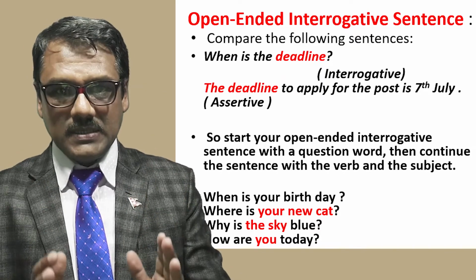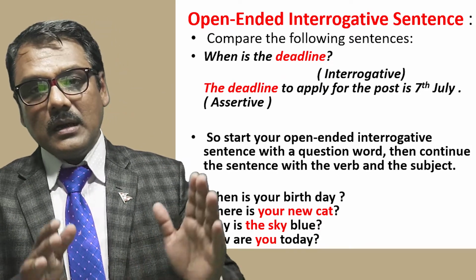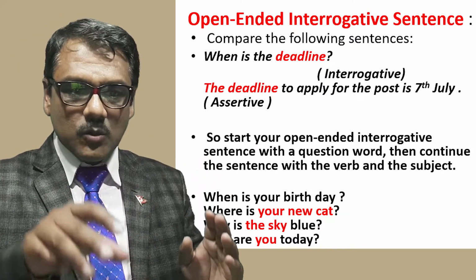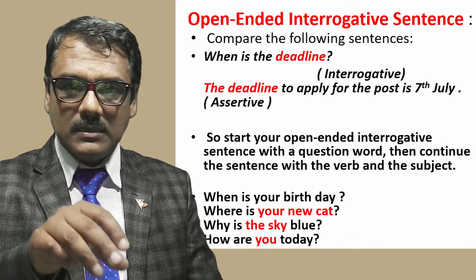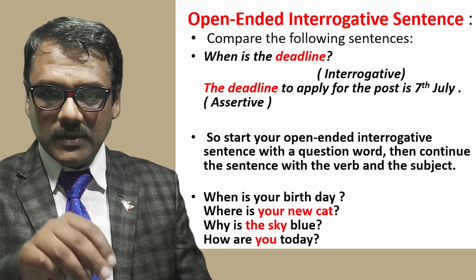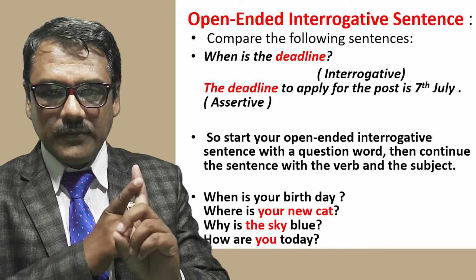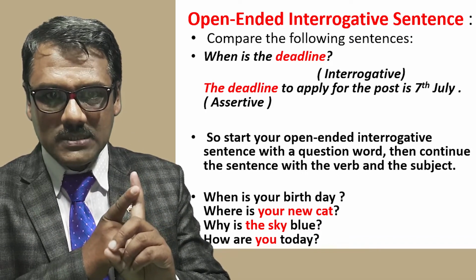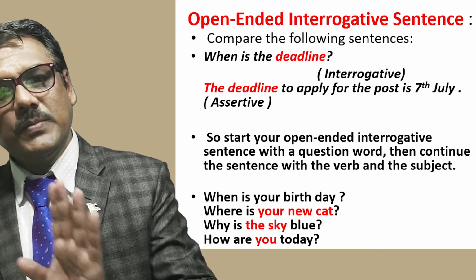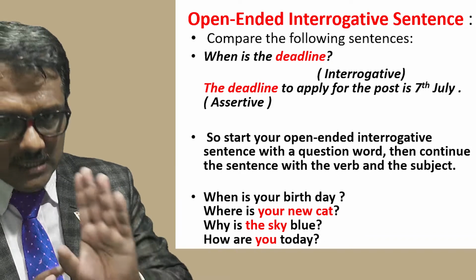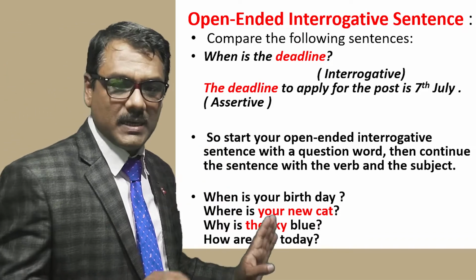In an interrogative sentence, mostly we are talking about the open-ended interrogative sentence, and in an open-ended interrogative sentence, it follows the structure: WH word first, the question word first, then after that the verb, and that is followed by the subject. And the same thing is described here by the bullet.